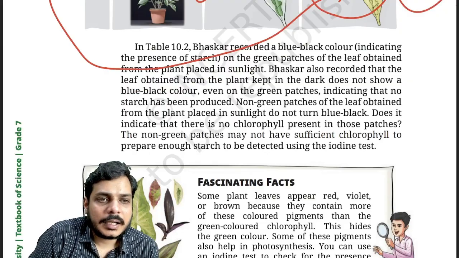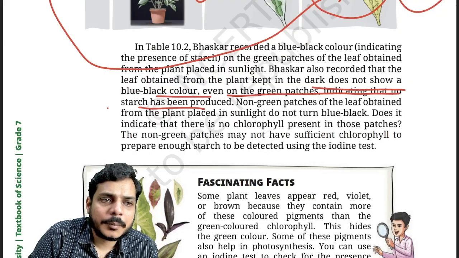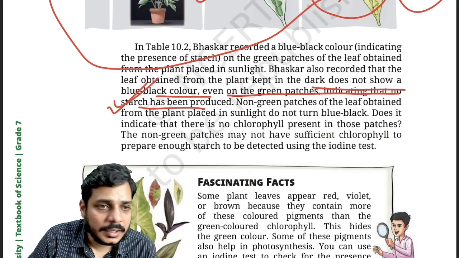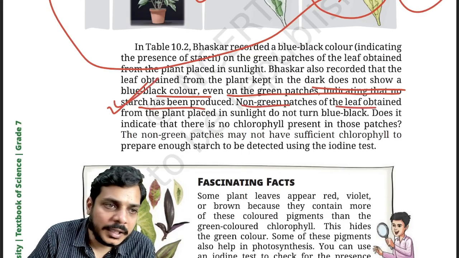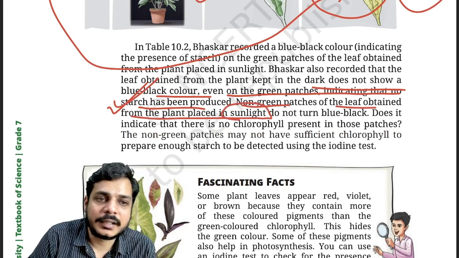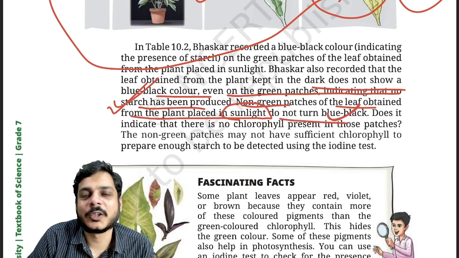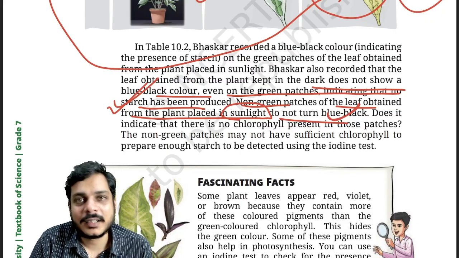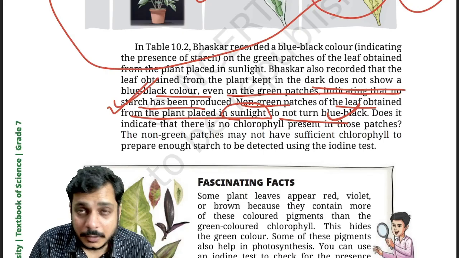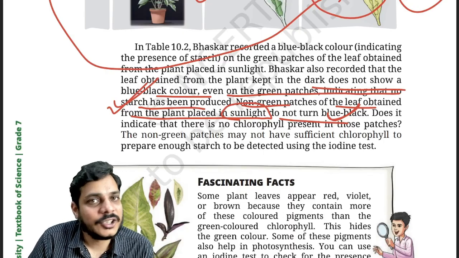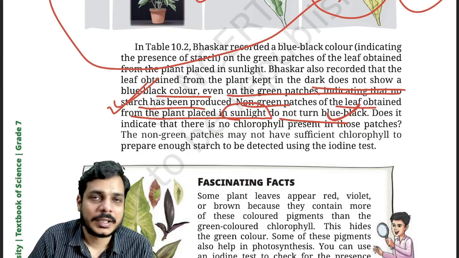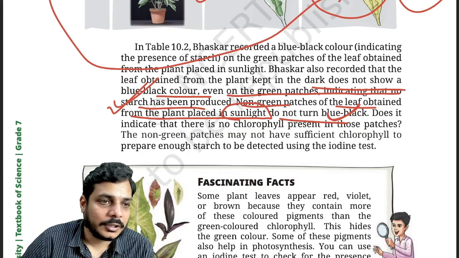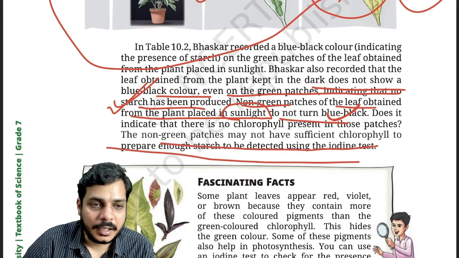That means the plant in the dark does not show a blue black color even on green patches, indicating that no starch has been produced in this darkness phase. Non-green patches of the leaf obtained from the plant placed in sunlight do not turn blue black. The reason is that the chlorophyll that was capturing the sunlight efficiently is not present in these non-green patches. When chlorophyll is not present, the sunlight's energy is of no use. It is not going to produce starch for the leaves. So non-green patches may not have sufficient chlorophyll to prepare enough starch to be detected in the iodine test.